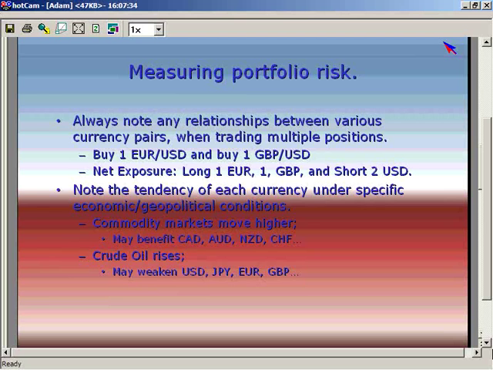Is it the pound Aussie, I should say? This could hurt. So we should measure our portfolio risk taking this into consideration. Foreign exchange market, it's all connected. It really is all connected.